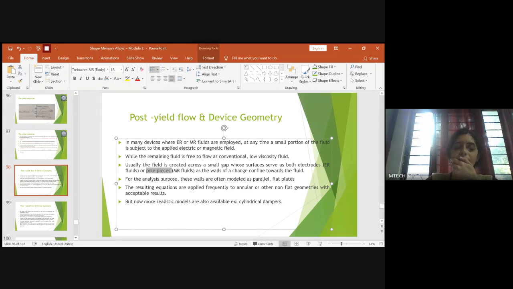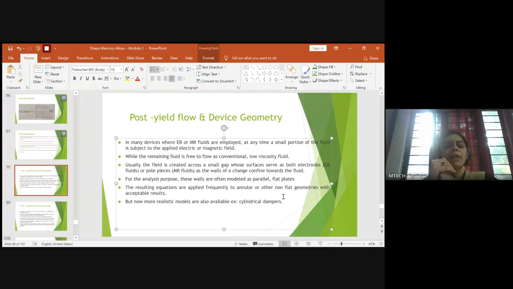Based on the assumptions, some resulting equations were formulated. They said that the resulting equations are applied frequently to annular or other non-flat geometries with acceptable results. So the assumption we gave was for flat plates, and later they said that it could provide good results even for non-flat geometries. The results obtained were acceptable. So for analysis, you can assume that the model is exactly parallel with flat surfaces, and you can also assume that the model is parallel with some non-uniformity in the plate surface. Both are acceptable, as they claim.